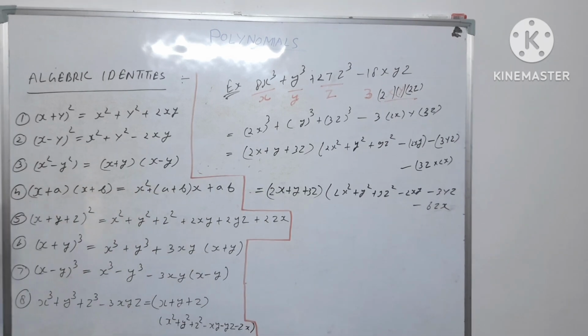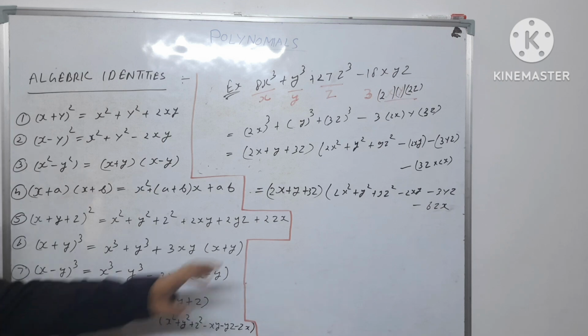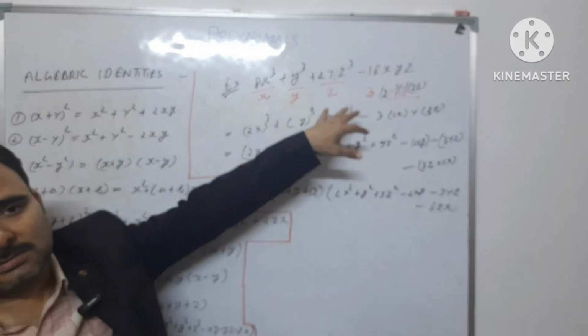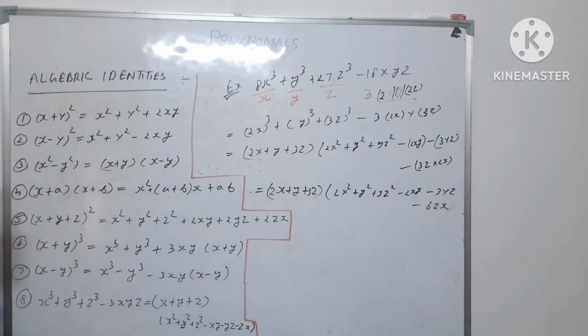With the help of these algebraic identities, you can find the solution of any expression that is given in this form. So that is all about polynomials. This chapter includes all these topics that I have covered in our lecture.